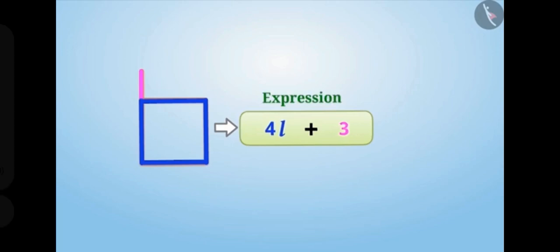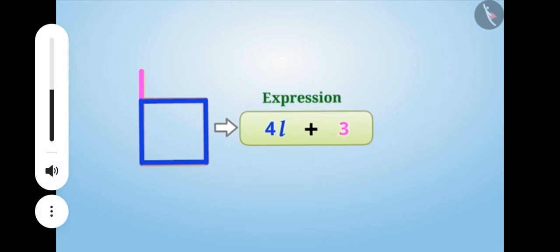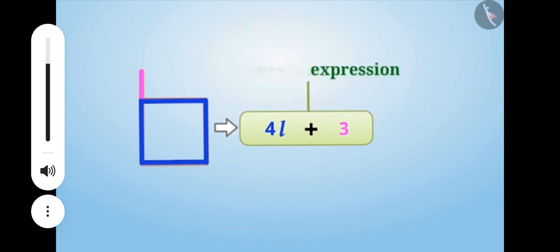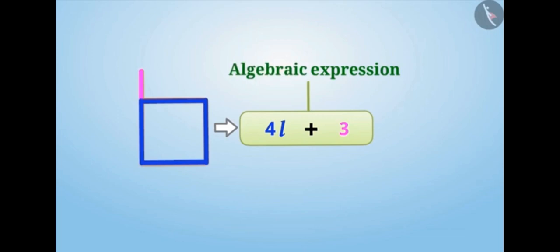Now what we have here is called an expression. Since a variable is used in this expression, it is called an algebraic expression. Expressions are made of some parts consisting of numbers and variables such as 4L and 3, which are separated by the plus or the minus sign. These are called terms of the expression.